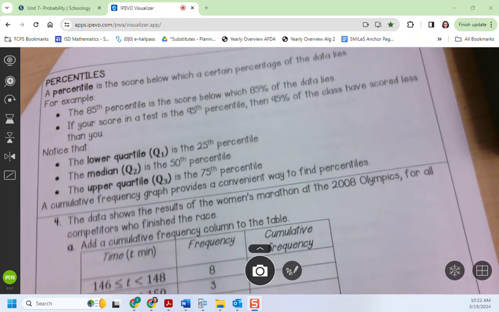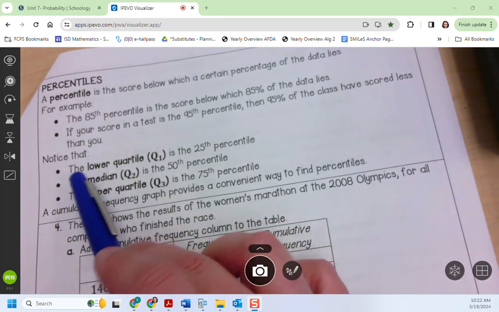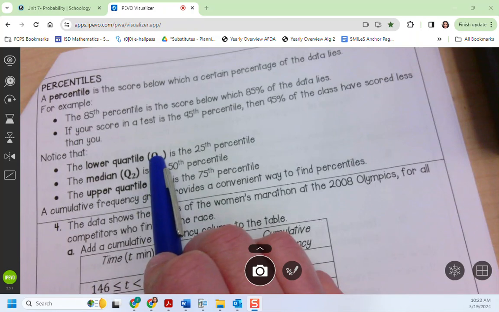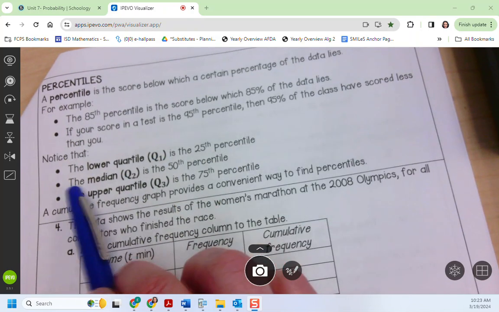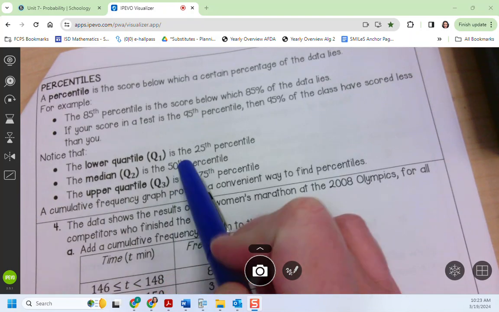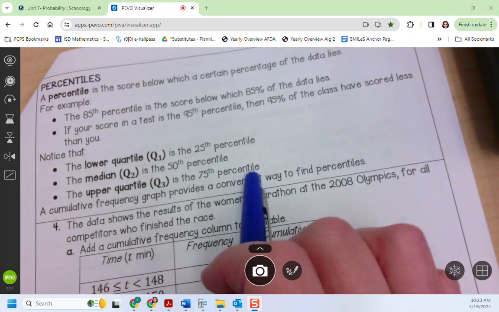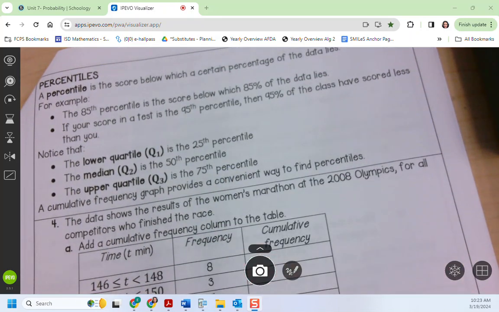And they gave you more examples of that right here. They're just reminding you that the lower quartile is the 25th percentile. The median, of course, is the 50th percentile. That means 50% of people scored less than you. And the upper quartile is the 75th percentile. And you can demonstrate this in a cumulative frequency graph.